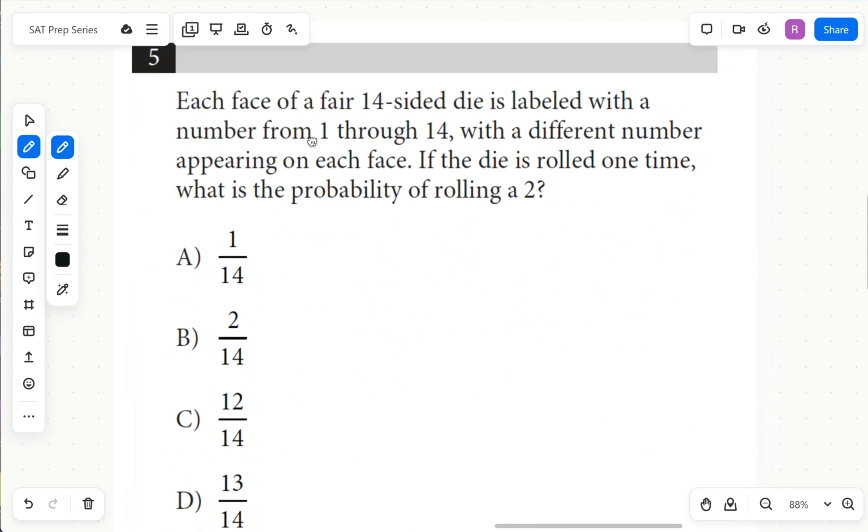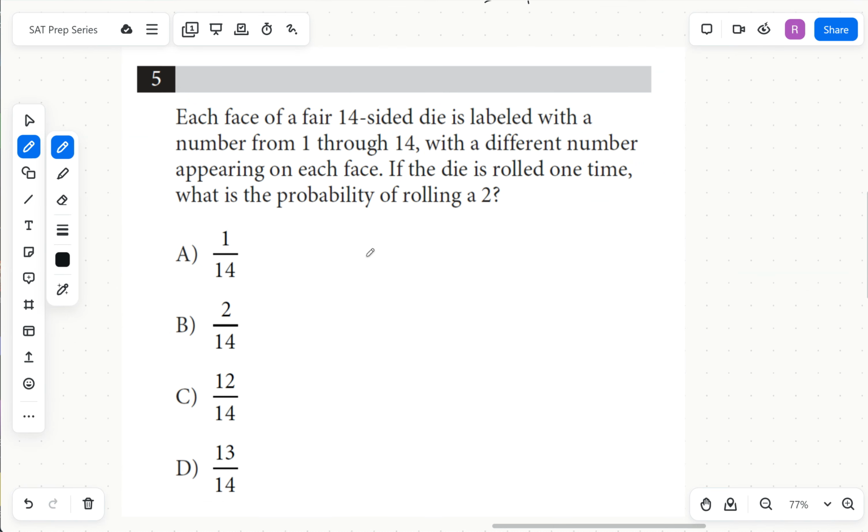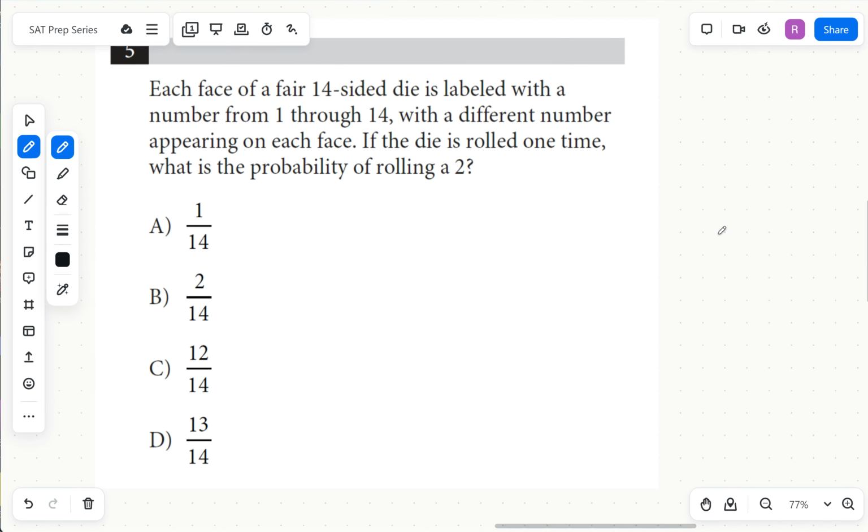So we have 2 more questions here. Question number 5 is a statistics and probability question. It says each face of a fair 14-sided die is labeled with a number from 1 through 14, with a different number appearing on each face. If the die is rolled 1 time, what is the probability of rolling a 2?